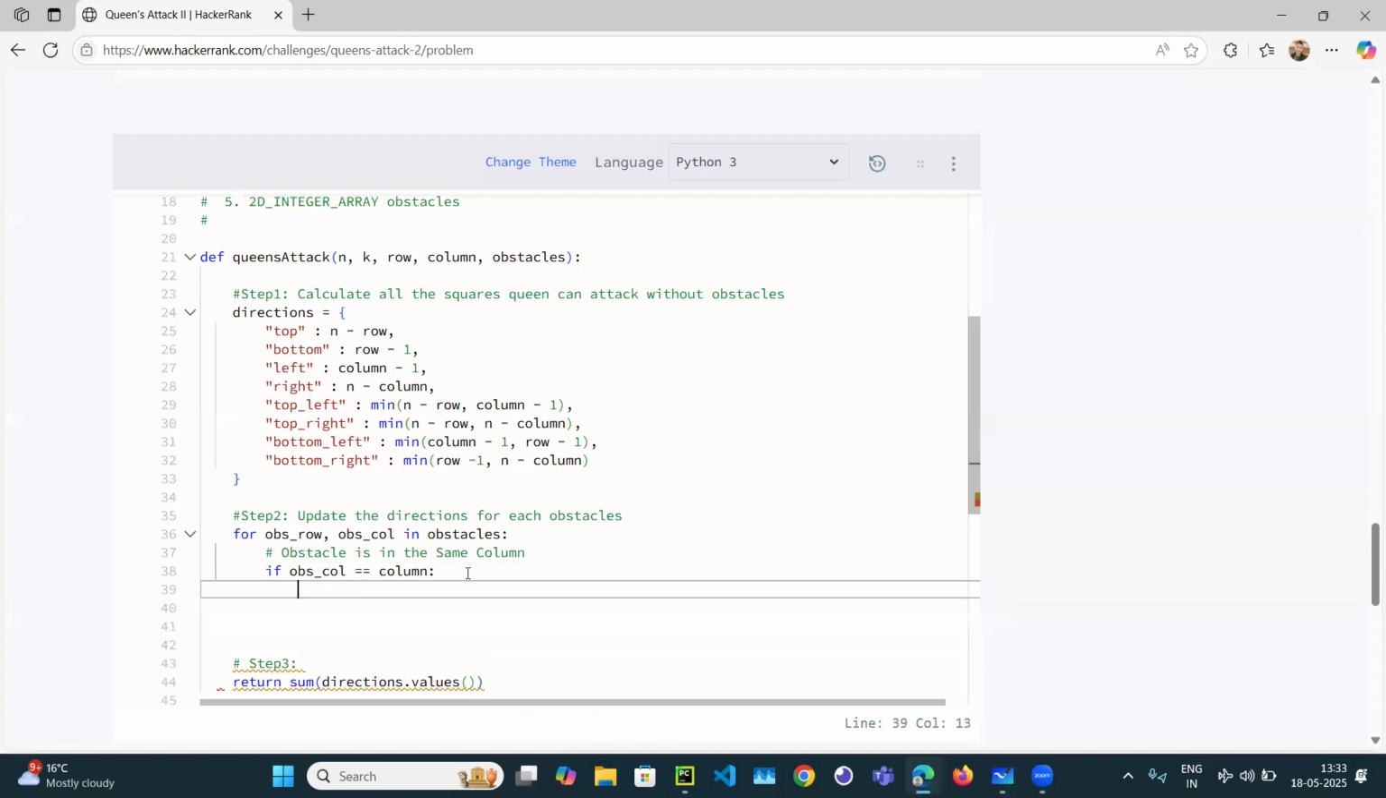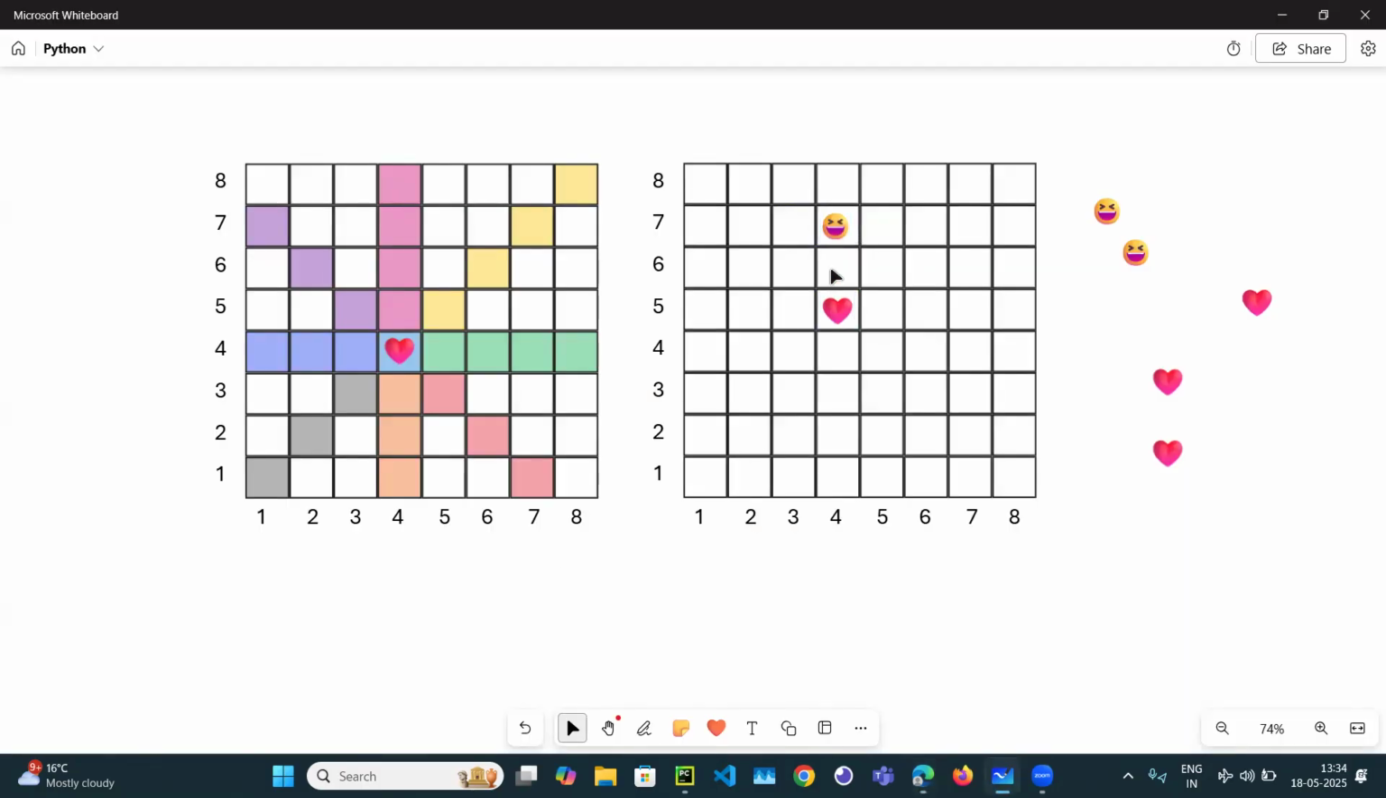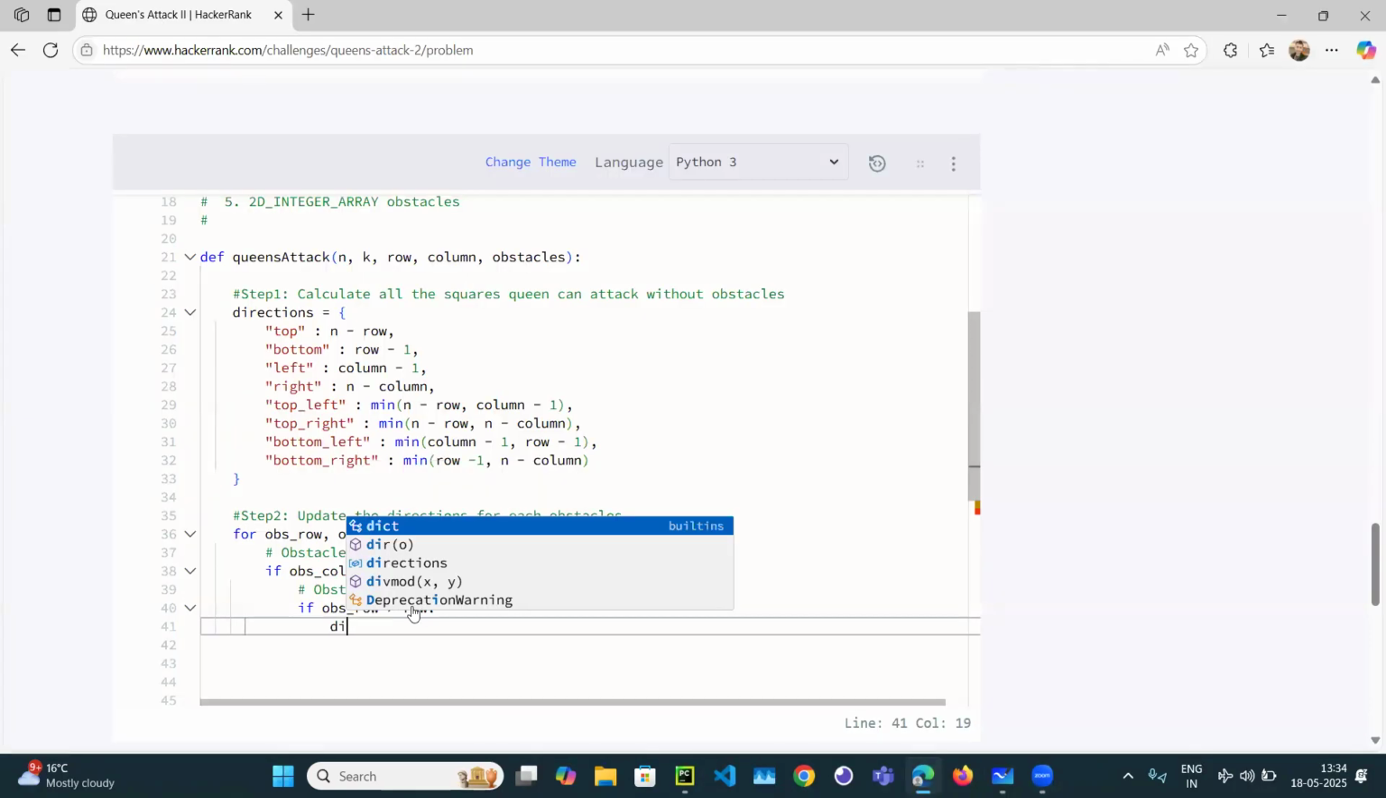Now let's check. If obstacle row is greater than the queen's row, which means obstacle is on top, because 7 is greater than 5, then you need to update the top variable, because earlier top is 3, now it will be 1. So you need to update the top variable.